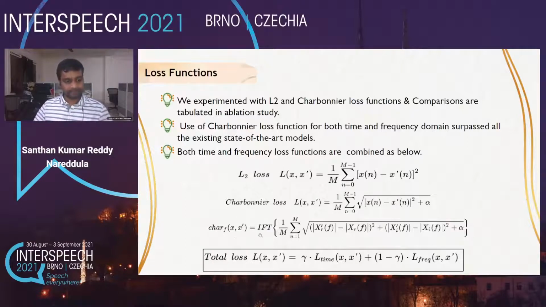The Charbonnier loss function for the frequency domain is as follows. We compared the real and imaginary parts as given. Here alpha is taken similar for both, and alpha is 10 power minus 3. Later, both the loss functions are combined using gamma as a hyperparameter. We have chosen it, and I'll explain a bit more in the next slides.